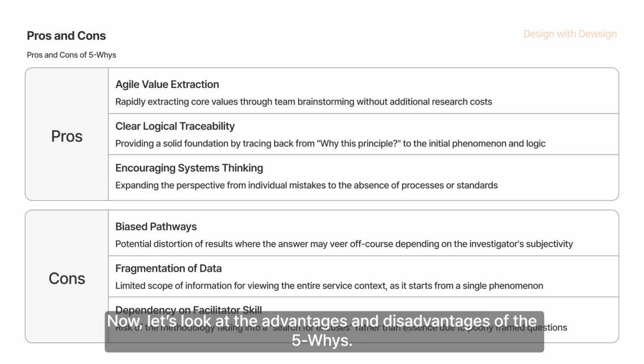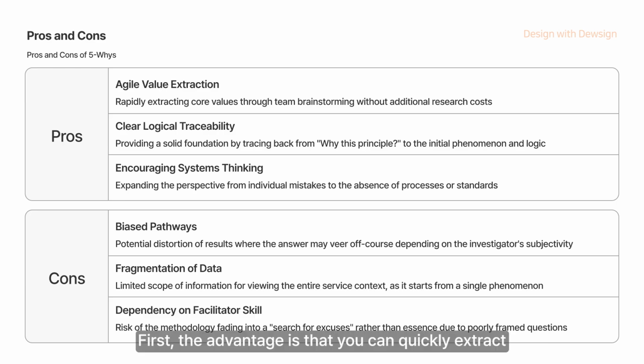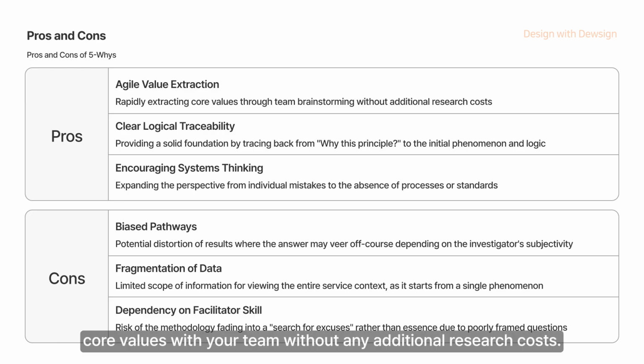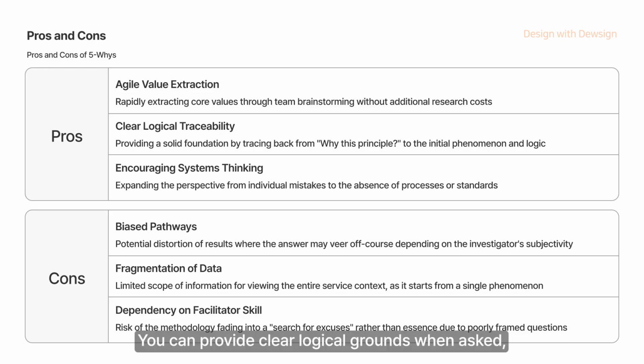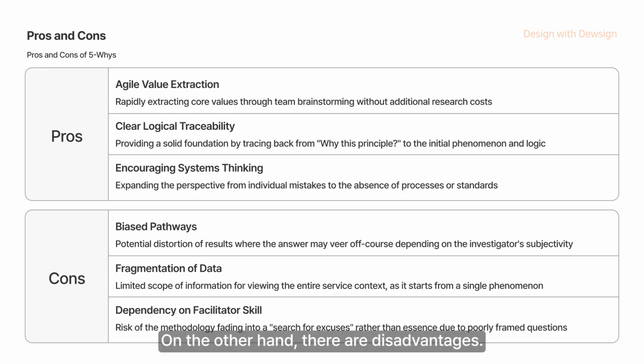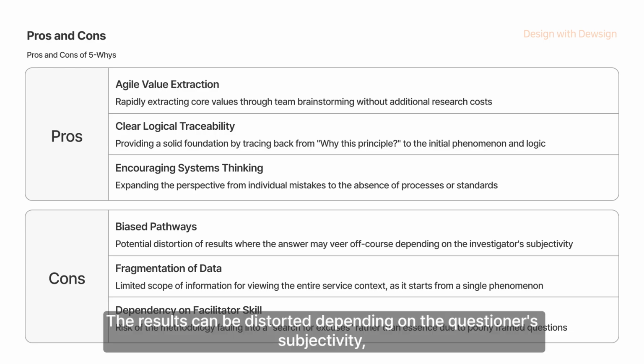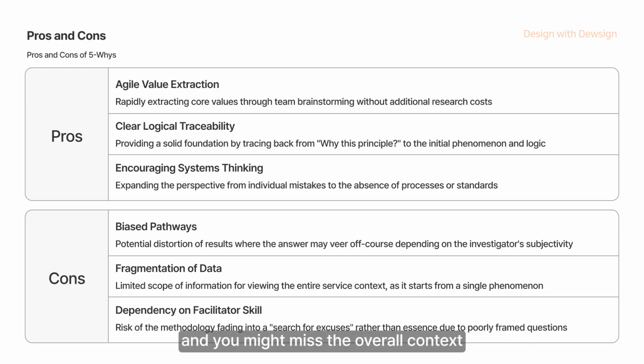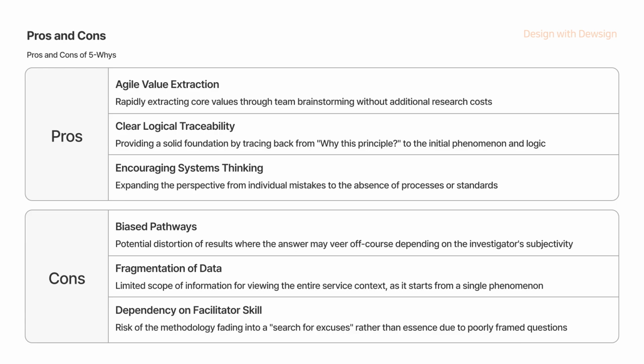Now, let's look at the advantages and disadvantages of the 5 whys. First, the advantage is that you can quickly extract core values with your team without any additional research costs. You can provide clear logical grounds when asked, why was this principle created? And it allows you to focus on gaps in the system rather than individual mistakes. On the other hand, there are disadvantages. The results can be distorted depending on the questioner's subjectivity, and you might miss the overall context because you are digging into only one phenomenon.